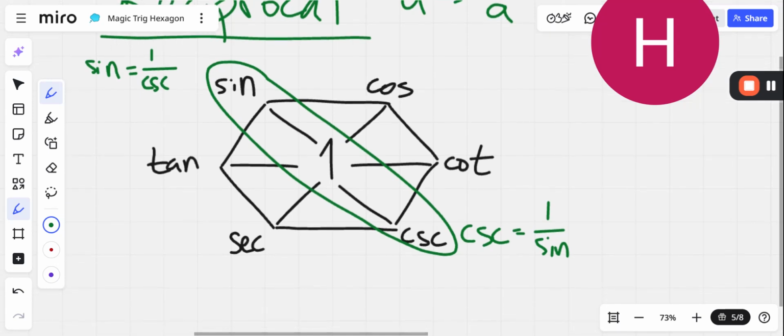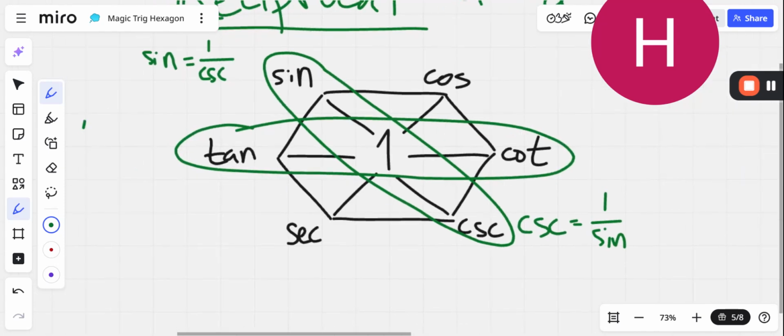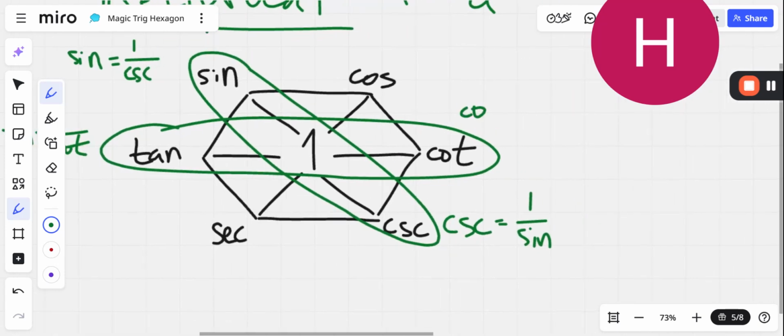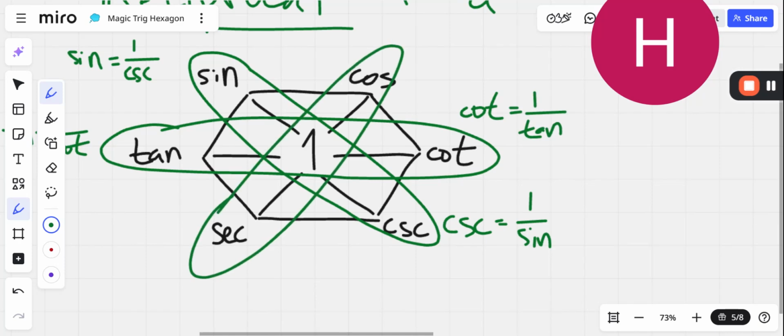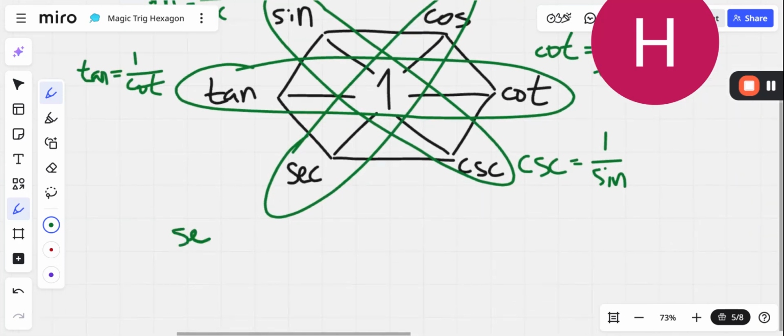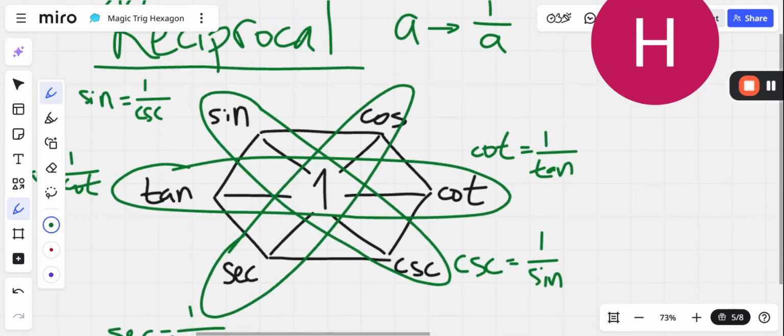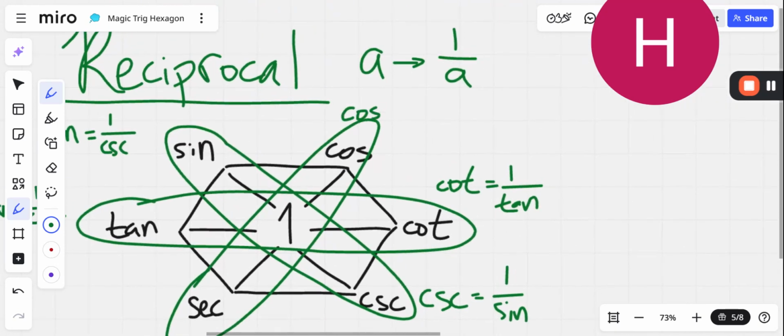You can start anywhere you'd like, and if you go across the hexagon, we have, for example, that tan is 1 over cotan, and of course we have that cotan is 1 over tan. Great. And the last reciprocal relationship is between secant and cosine, excuse me. So we have that secant is 1 over cosine, and cosine is 1 over secant.